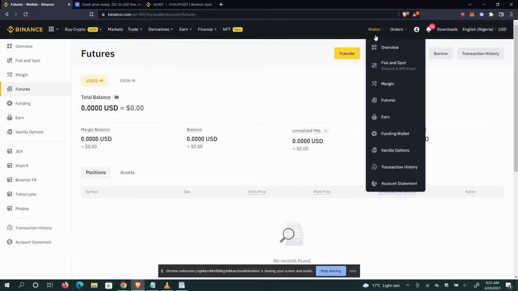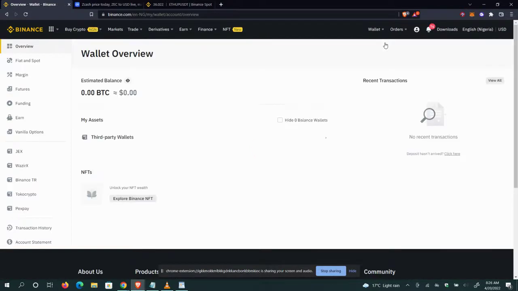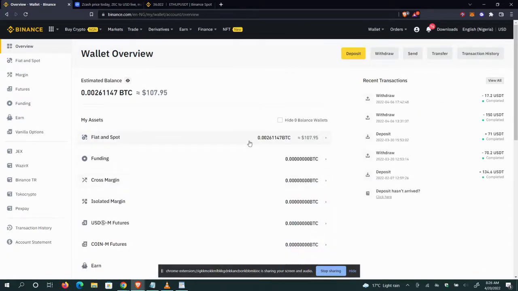So now I'll go to my wallet overview. Let me explain this. What I'm trying to explain here in essence is, let's say you purchase a coin on the P2P market. Once you purchase a coin on the P2P market, automatically that coin goes to your funding wallet, because you have different segments of wallets. You have the fiat and spot wallet. If someone who has a Binance account sends you a crypto, it comes to your fiat and spot wallet. And if you trade normally in the fiat and spot market, your interest comes on the fiat and spot market. If you buy any coin through the P2P method, it comes on the funding wallet.